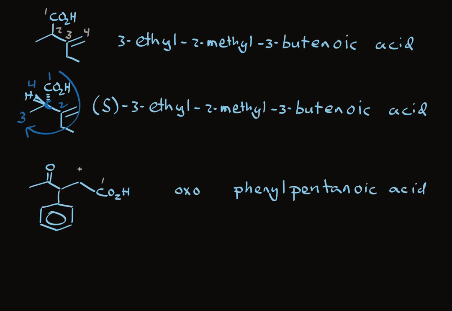We still need to use numbers to show where these are. Always start with carboxylic acid as 1. So this is 4-oxo, 3-phenylpentanoic acid. There's a stereogenic center, but it doesn't show the stereochemistry, so we can't name the stereochemistry.